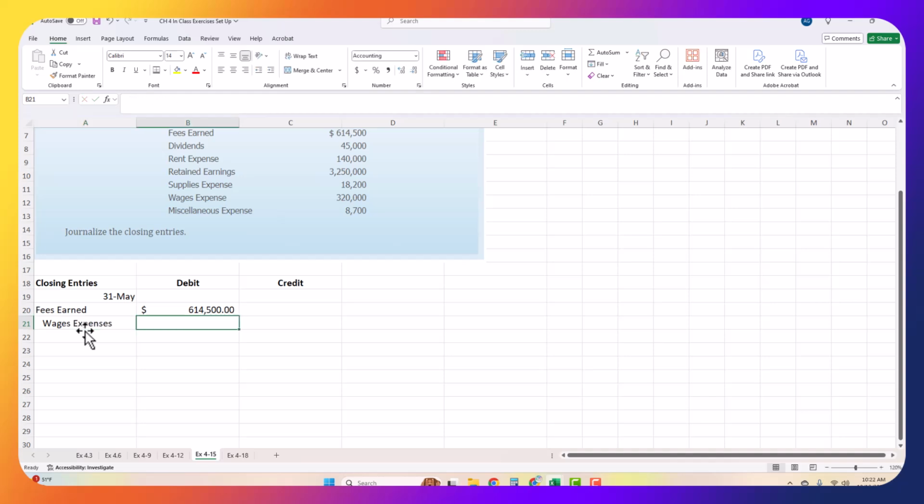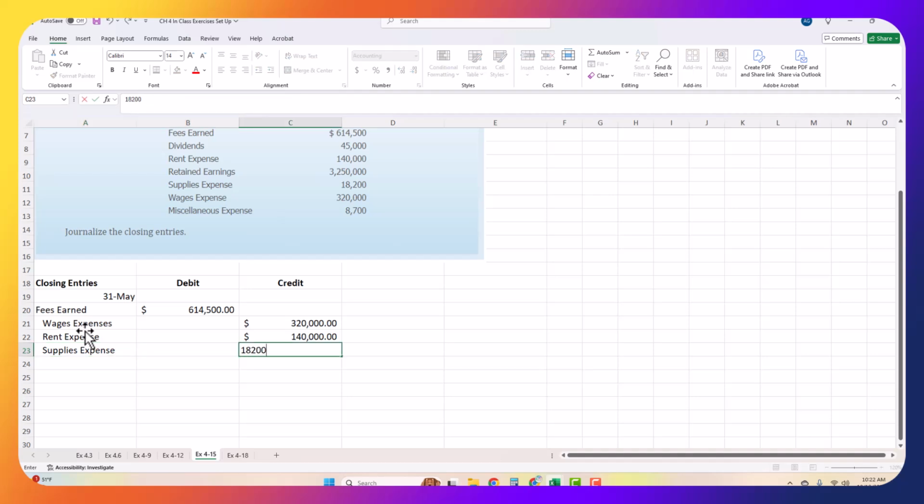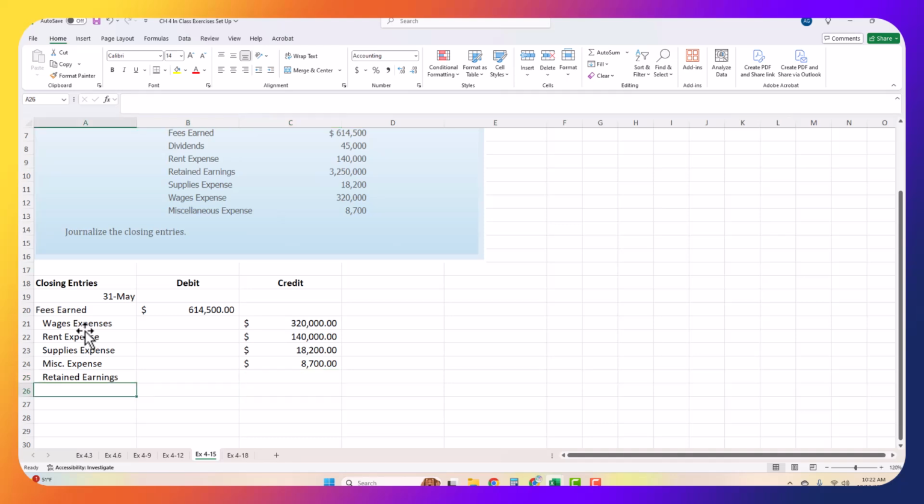Then we have wages expense. So normally we debit expenses. Now we're going to credit it. So when we're done, 320,000. Then we're going to credit rent expense, 140,000. Then we're going to do supplies expense, 18,200. Then you're going to do miscellaneous expense, 8,700. And then you're going to do retained earnings. All right, so the retained earnings, right? Remember, journal entries have to balance. All the debits must equal all the credits.